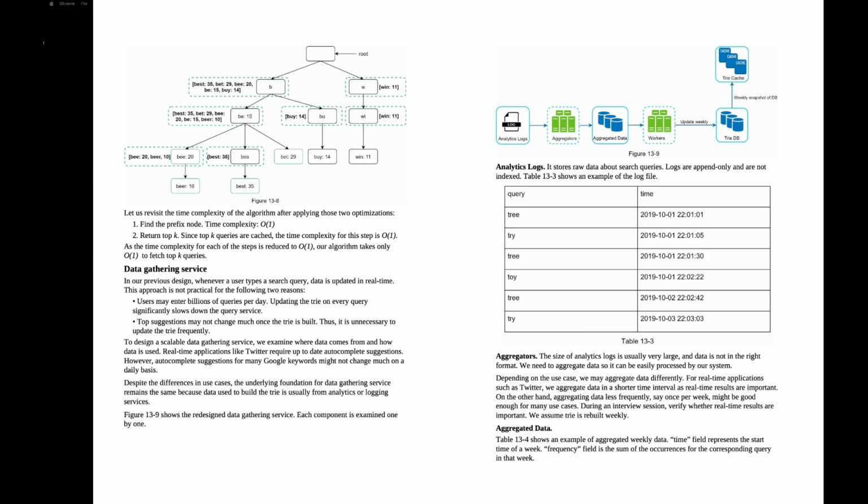Exactly. I have worked on an autocomplete service. Basically, what we had was a different popularity service altogether.